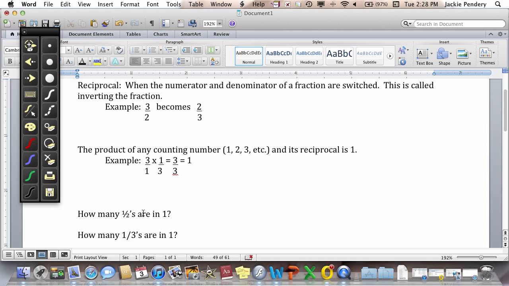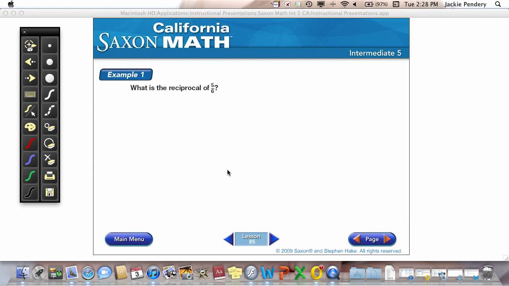So today we're going to start answering some of the questions like how many halves are in 1, or how many thirds are in 1, using reciprocals. When you're ready, go ahead and go on. We are going to go to our examples. So example 1. What is the reciprocal of 5/6?